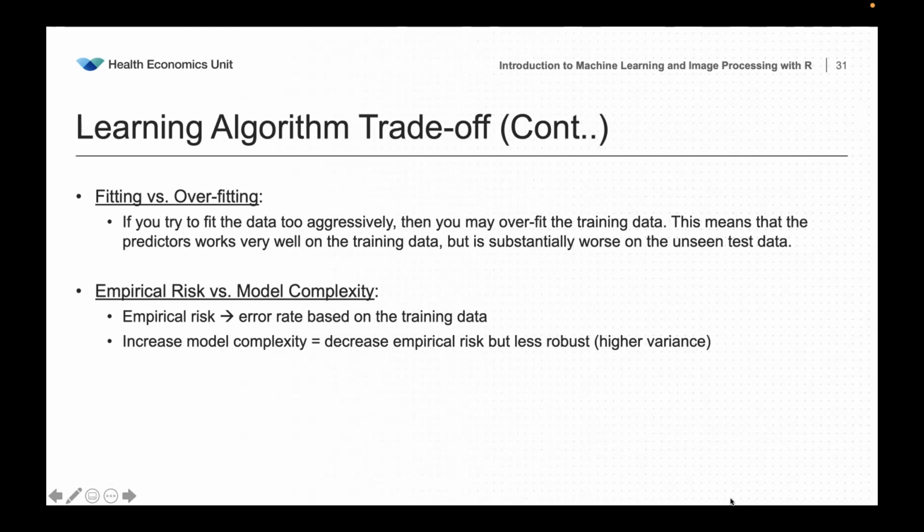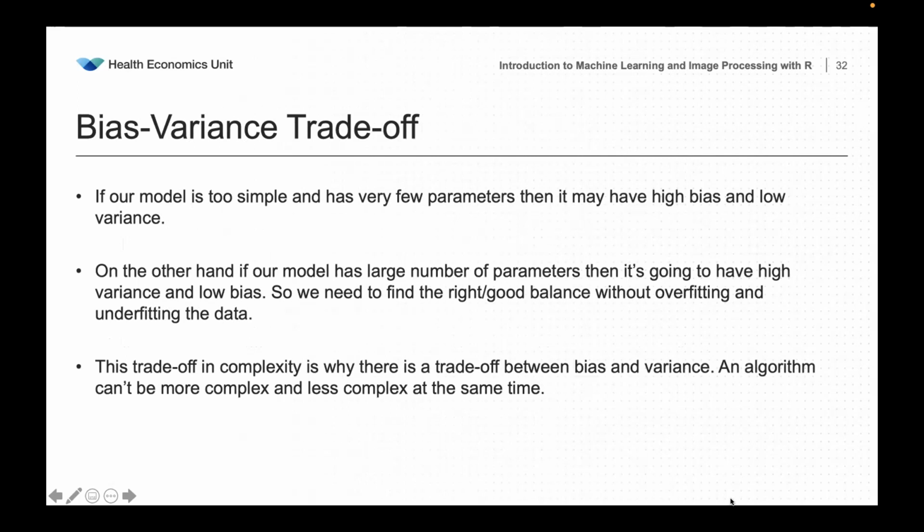And then there should also be a trade-off between the empirical risk and the model complexity. The empirical risk is the error rate based on the training data, and increasing the model complexity decreases the empirical risk, but the model becomes less robust towards the higher variance problem. If our model is too simple and has very few parameters, then there is a higher chance that it will get higher bias and low variance.